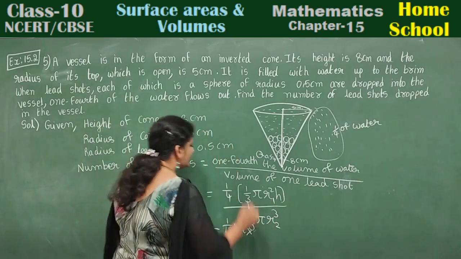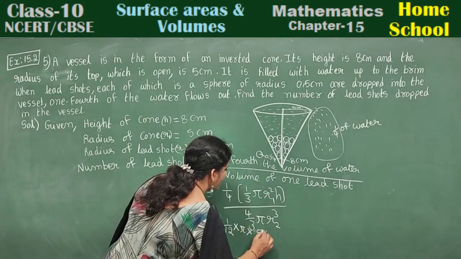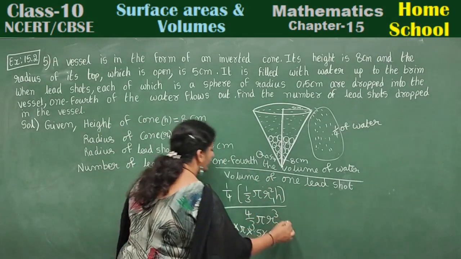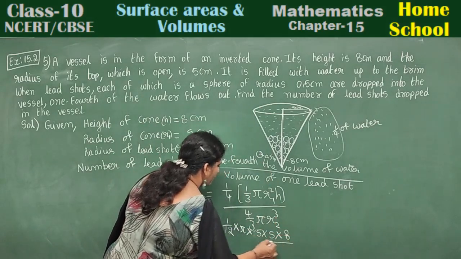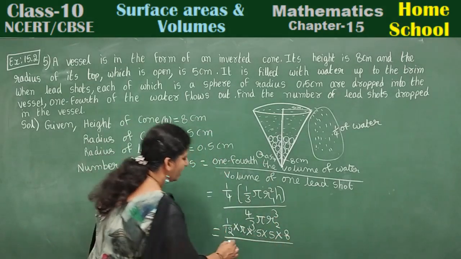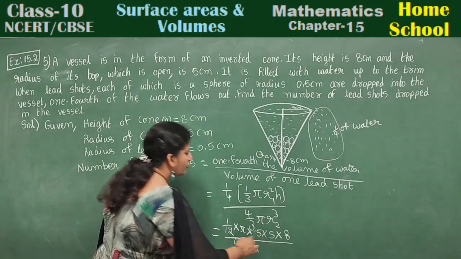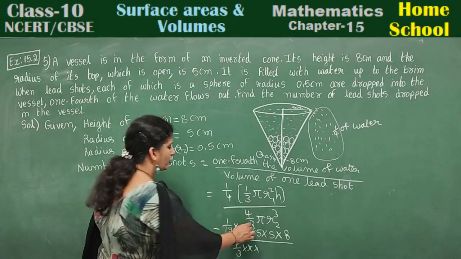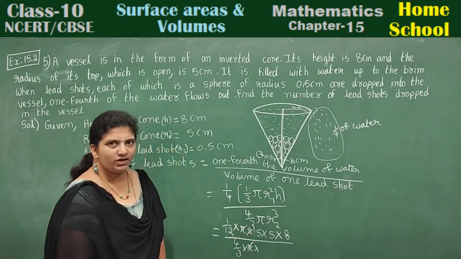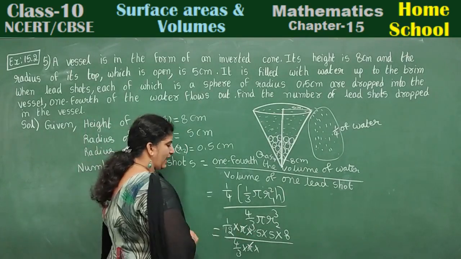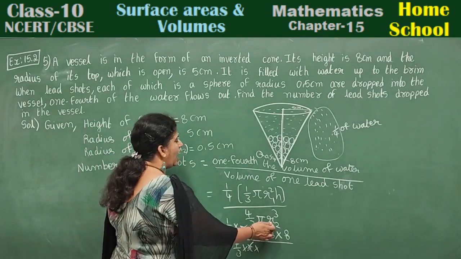R1 value was 5 centimeters. 5 into height of the cone. Height of the cone is 8 by 4 by 3 into pi. I am not writing pi value because I am going to cancel this pi. Okay, if you have a chance, you can cancel like that. Pi cancelled. And here R2 cube.